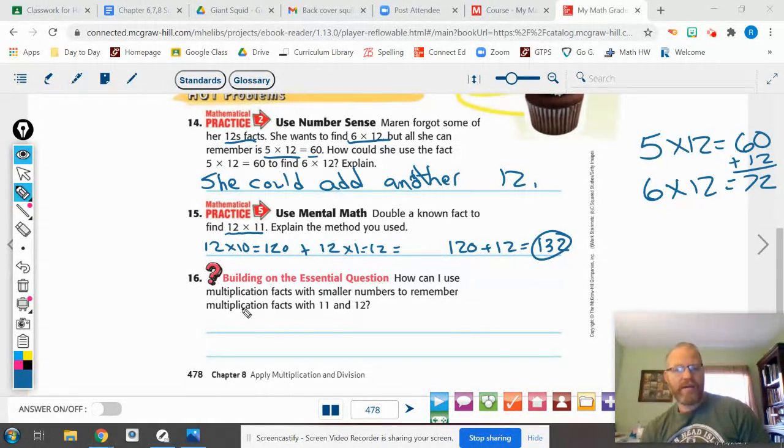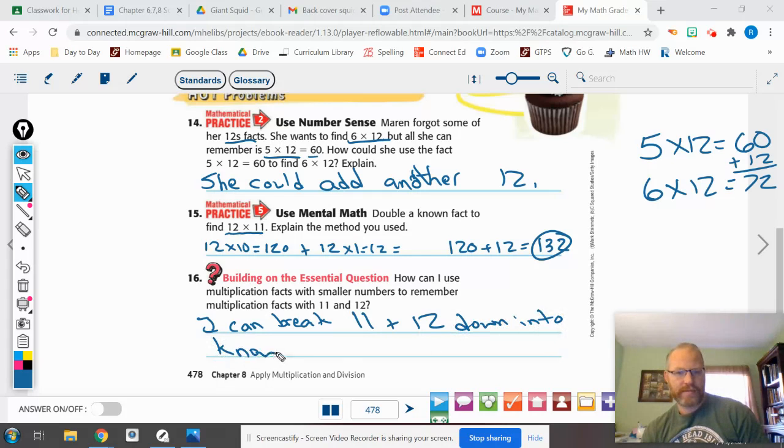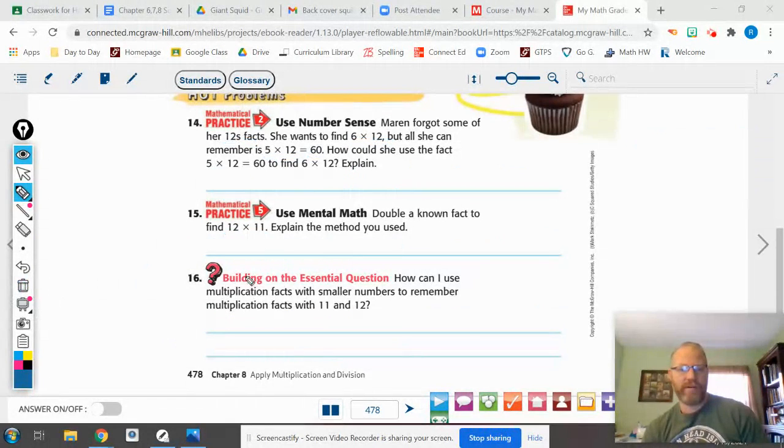How can I use multiplication facts with smaller numbers to remember multiplication facts with 11 and 12? I can break 11 and 12 down into known facts. So what do they mean by that? I can do what I just did here to complete a big problem like 11s and 12s. I can use known facts like 10, I know my 10s, and 1s, I know my 1s. And then you can use your known facts to solve bigger numbers.